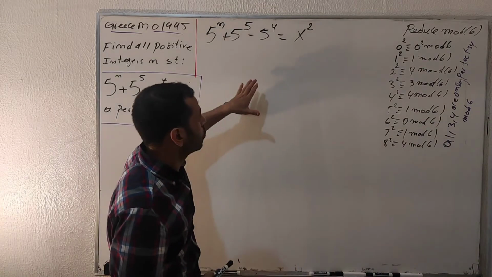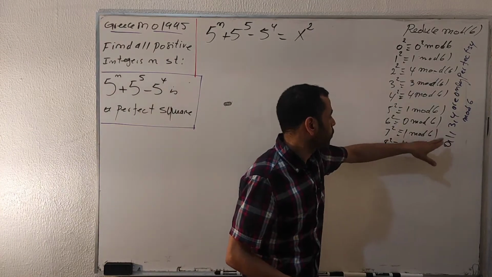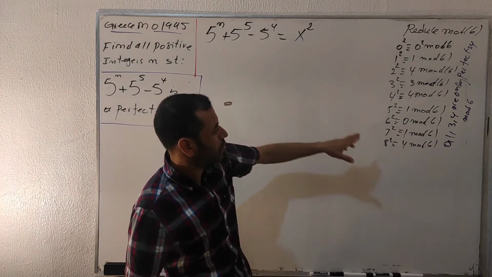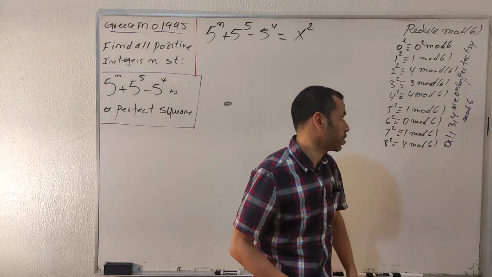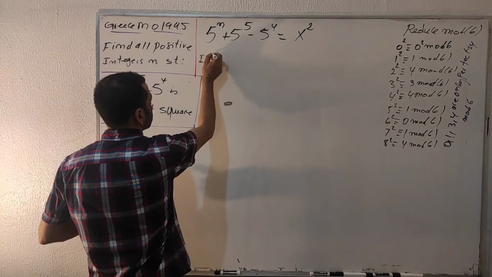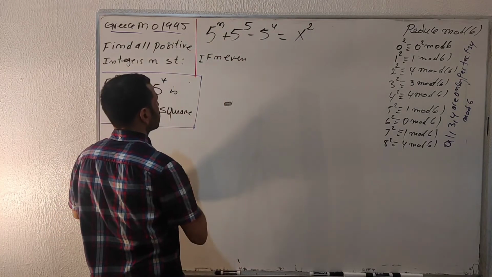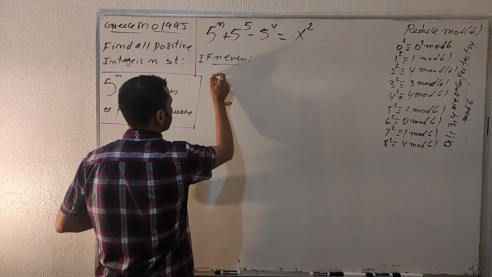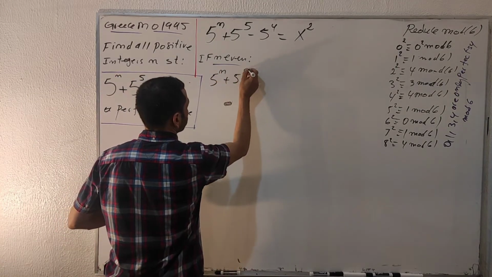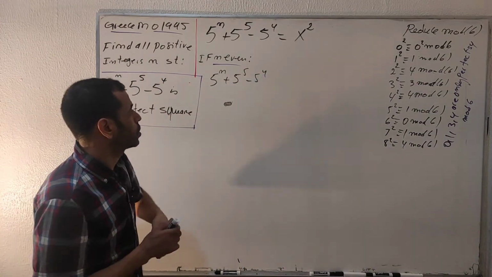Now we are going to compare the remainder of this expression with this set. If you find any remainder in the set 0, 1, 3 or 4, it means we have a solution for that equation. Suppose n is even. Then we have 5 to the n plus 5 to the 5 minus 5 to the 4, and I'm going to reduce this to mod 6.